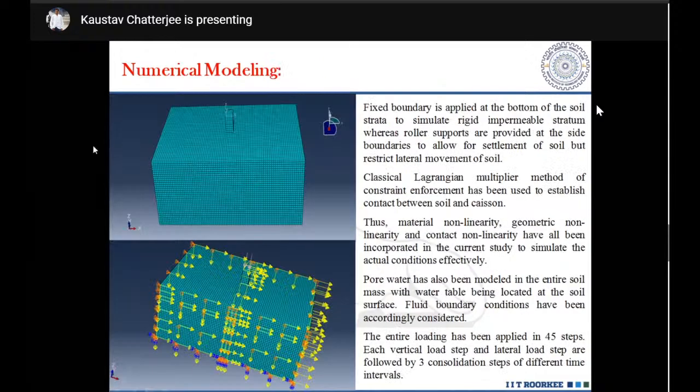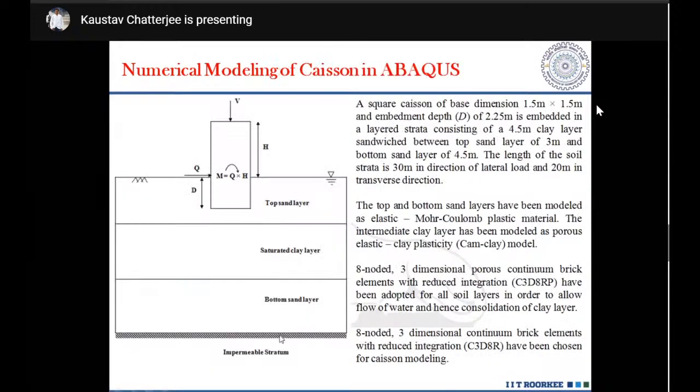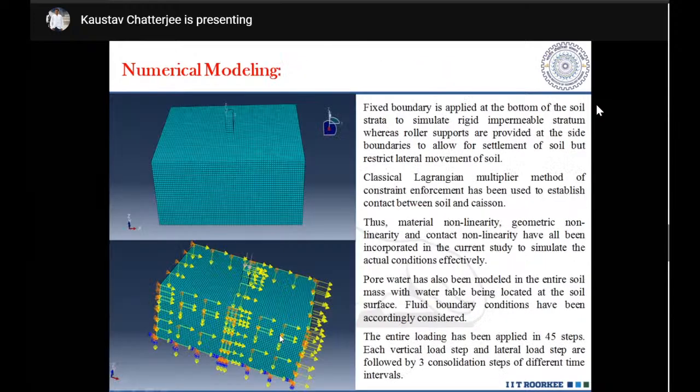This represents the model in Abaqus, and this particular figure represents the model with the loading conditions and also the boundary conditions applied. What have we done? A fixed boundary is applied at the bottom to simulate rigid impermeable strata, because we have seen that it is resting on a rigid impermeable strata. Roller support is provided at the side boundaries to allow for settlement of the soil, but restrained against lateral movement. So no lateral movement, but allowing settlement.